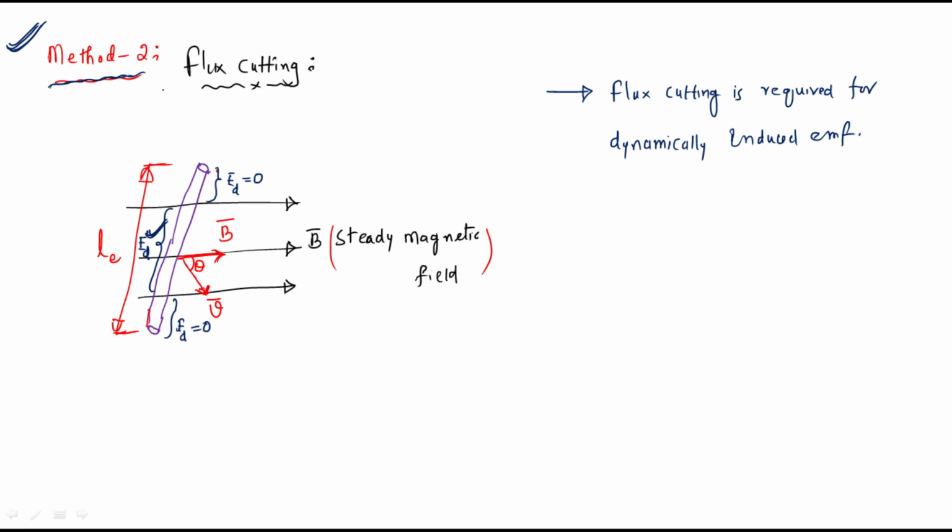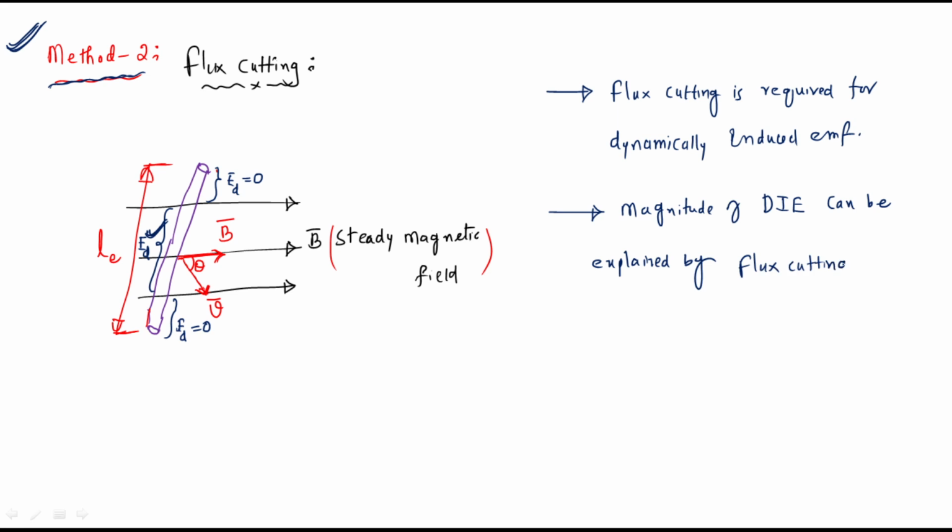When we have the flux linkage concept, the conductor is steady and the magnetic field is time varying in nature. That is the concept of flux linkage. Okay, so the magnitude of dynamically induced EMF can be explained by the flux cutting rule, right?